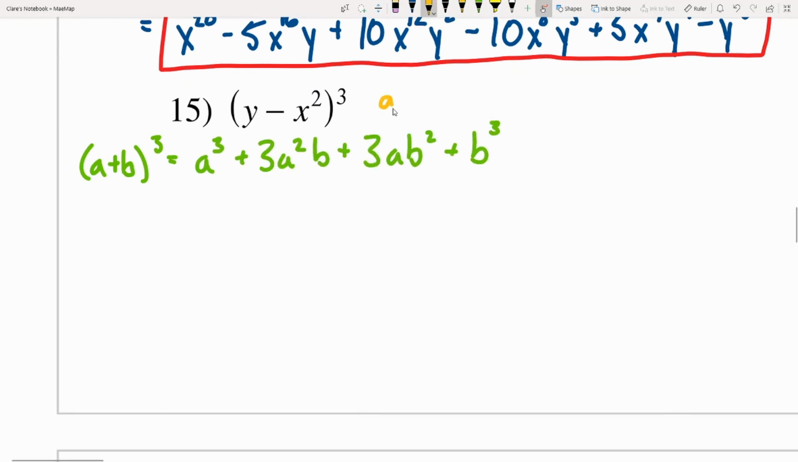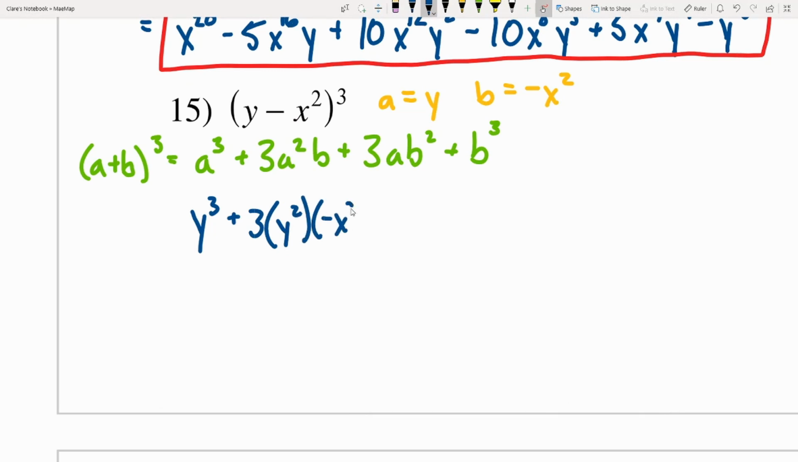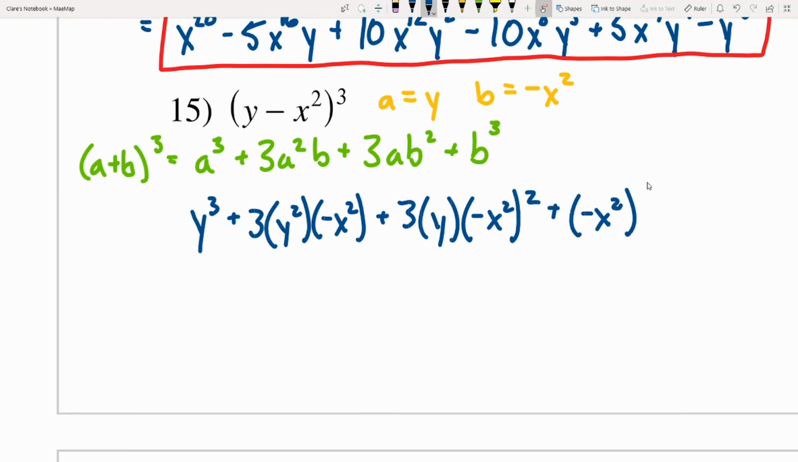All right, here we go. Our a in this case is y, and our b in this case is a negative x squared. So we'll have y cubed plus 3 times y squared times negative x squared plus 3 times y times negative x squared squared plus negative x squared cubed.